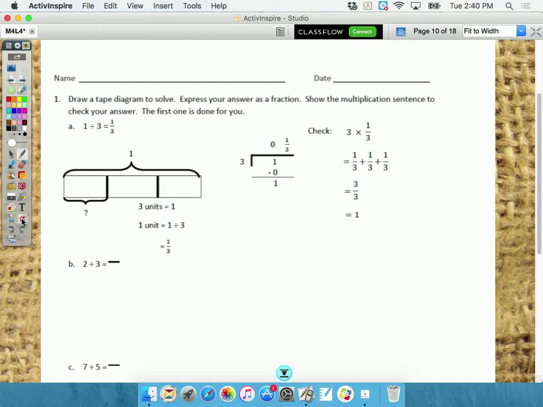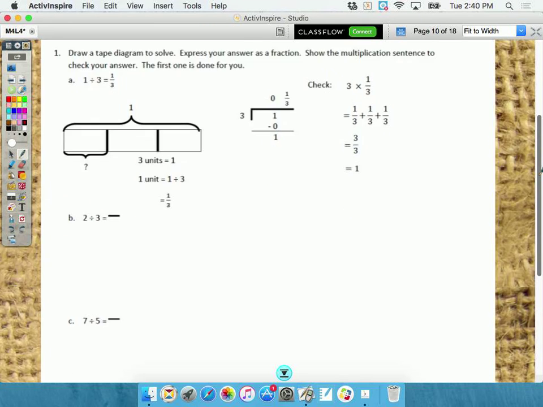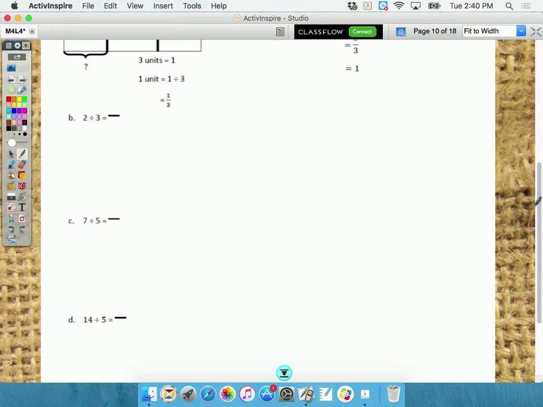Okay? So let's go down to B. And the problem is 2 divided by 3. What's the answer? 2/3. Okay. Putting that on a tape diagram, the number that comes first is the number that goes on top of the tape diagram. What am I dividing by? 3. And I even know the answer is 2/3, don't I?